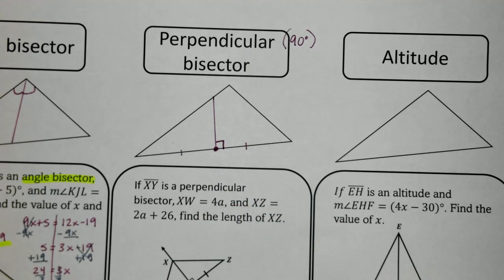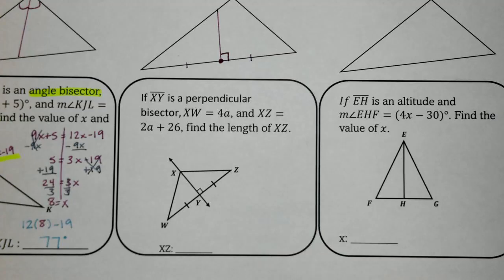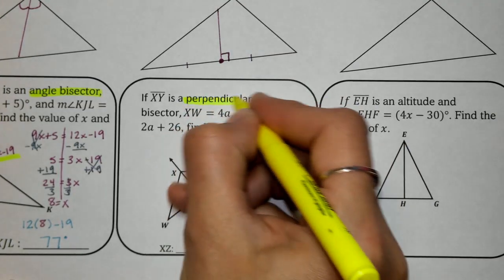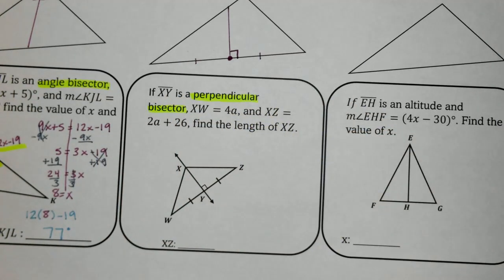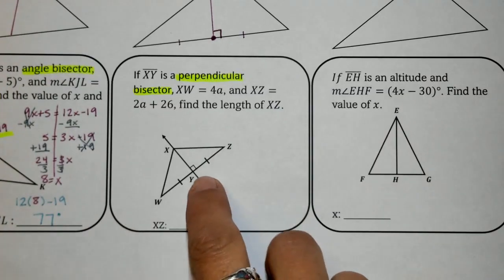Now, with the perpendicular bisector, the main thing we focus on is the perpendicular bisector theorem, and that's what this problem is going to be. Here we see that segment XY is a perpendicular bisector. We look at our triangle, and they already did these two markings, the perpendicular and the bisecting. They already have it there.